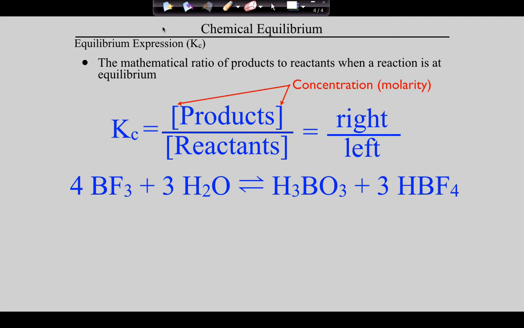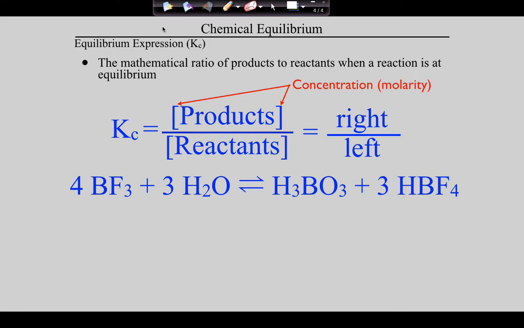So we've got BF3, we've got water, we've got H3BO3, and then we've got HBF4. So this is our balanced equation. It is actually balanced 4-3 to 1-3. But what I want to do is show you the product to reactant ratio for this, the Kc, and see if you can come up with the rules for how to write Kcs.